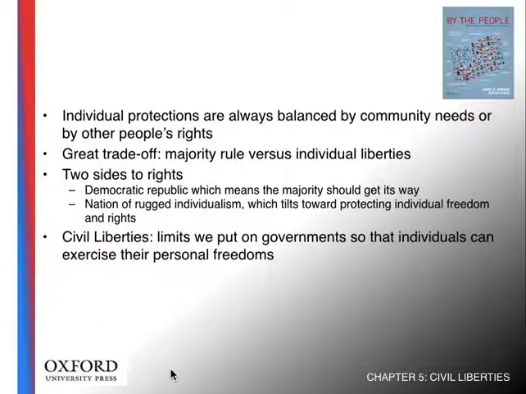Individual protections are always balanced by community needs and by other people's rights. And this is the great trade-off: majority rules versus individual liberties. There are two sides to rights. In a democratic republic, that means that the majority should get its way, but we are a nation of rugged individuals and we tend to tilt more toward protecting individual freedoms and rights. So, civil liberties are limits we put on the government so that individuals can exercise their personal freedoms.